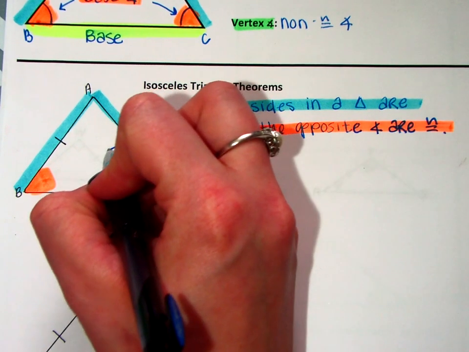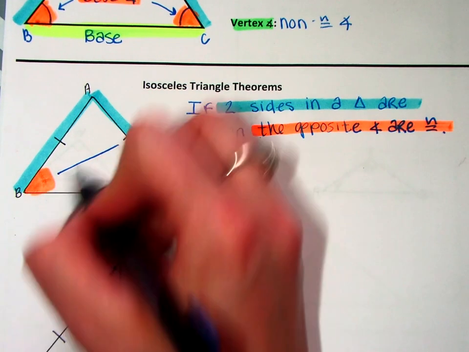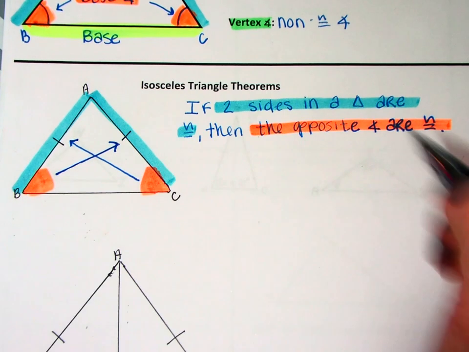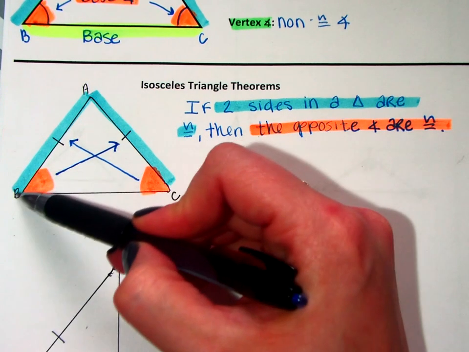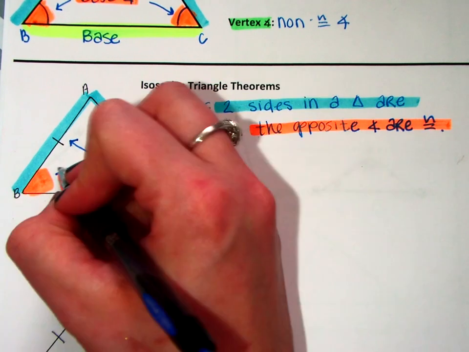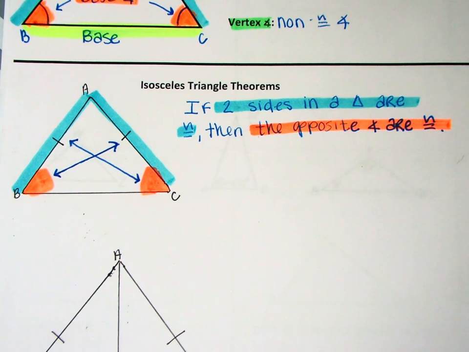So what this means is if you go from the angle, you can point to the two sides that should be equal to each other, and vice versa. If you know that these sides are equal, the angles opposite of those are congruent. It kind of makes an X.